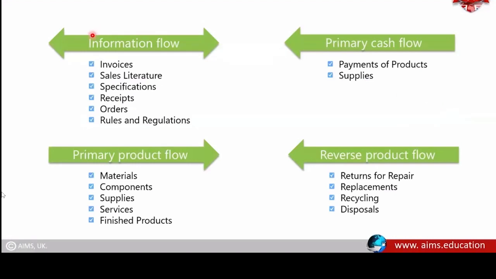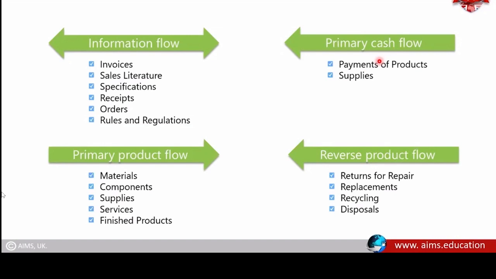Then in terms of flow of supply chain, we have 4. First is the information flow. Here are the invoices, sales literature, specification, receipts, orders, rules, and regulations. So information flow is more on documents and processes done during manufacturing and sales. Then after that is the primary product flow. Here are the materials to be used in production, the components, our supply, the service, and also the finished goods. The primary cash flow is the payment of products and supply.